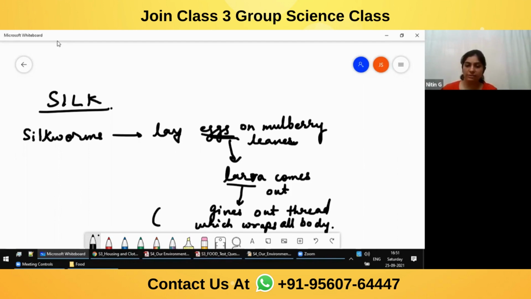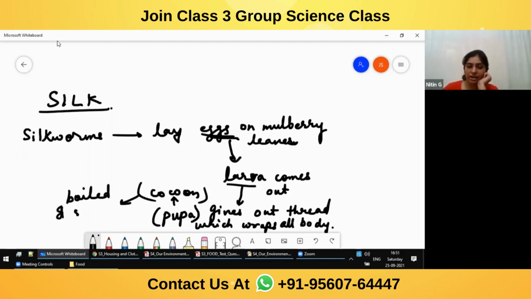This stage is known as pupa. Which stage is known as? It is known as pupa, and also known as cocoon. The stage is known as pupa, and the circular white structure that is formed is the cocoon. These cocoons are then boiled and the silk threads are taken out.